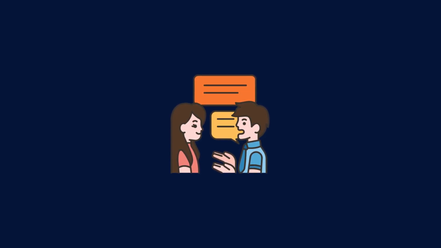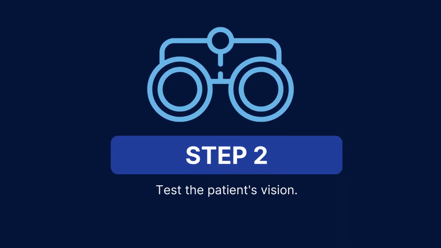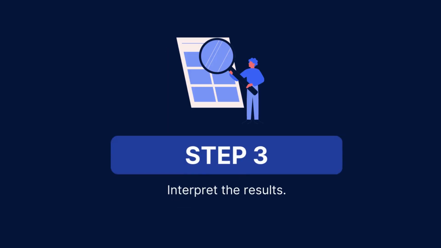Next, test the patient's vision. The Amsler grid chart is a reliable way to test and monitor macular degeneration in a clinical setting and for patient self-administration. To use the chart, follow the steps provided in the template for in-clinic or self-evaluation. Next, interpret the results. Analyze the results to determine if there is any distortion in your patient's vision. If the results are normal, no further action is needed. However, if there is a distortion or other abnormalities present, this could be a sign of macular degeneration.